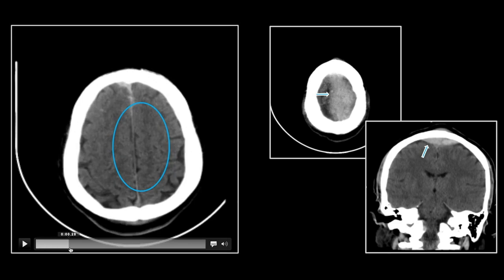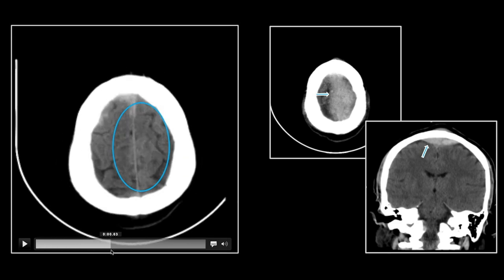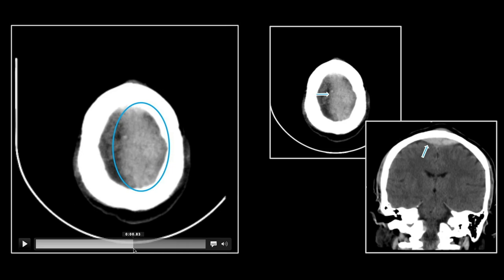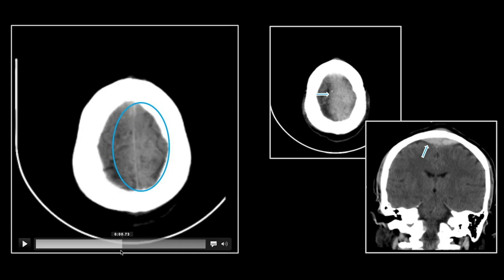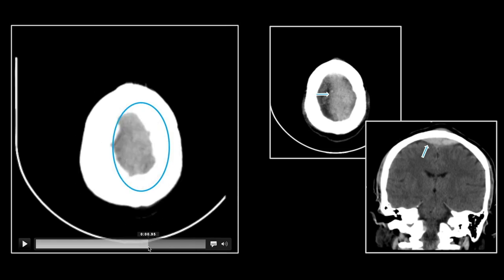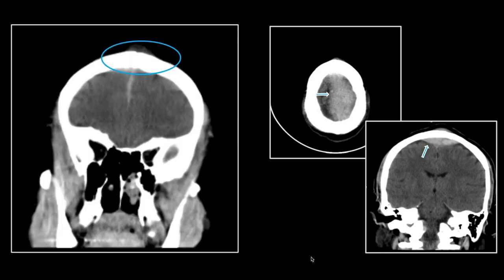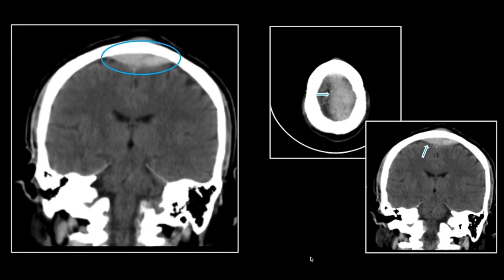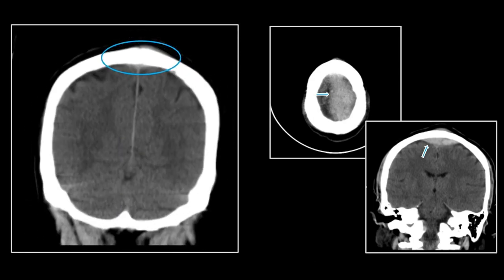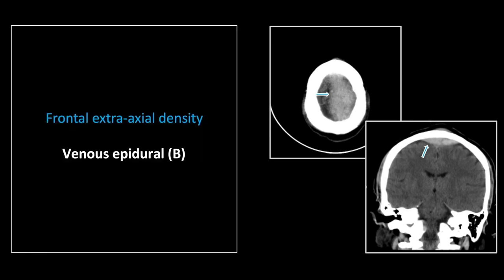So here on the axials, you can see there is probably mixed subdural and subarachnoid hemorrhage as well, lower down. But only on these uppermost cuts is the actual epidural visible. And there it is, clearly identifiable on the coronal. So that is a venous epidural, where we are helped by coronal imaging.